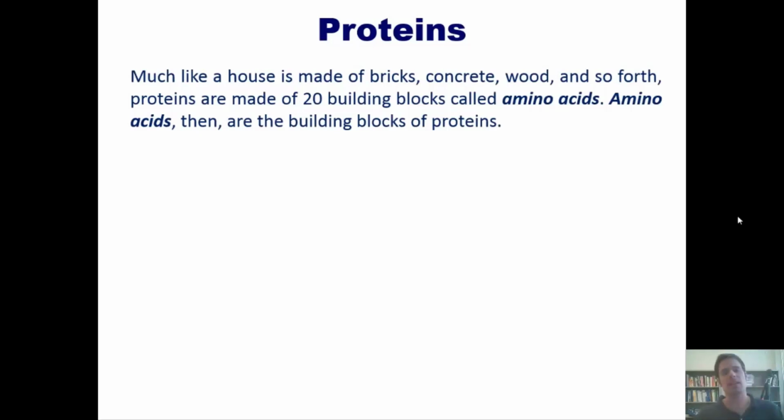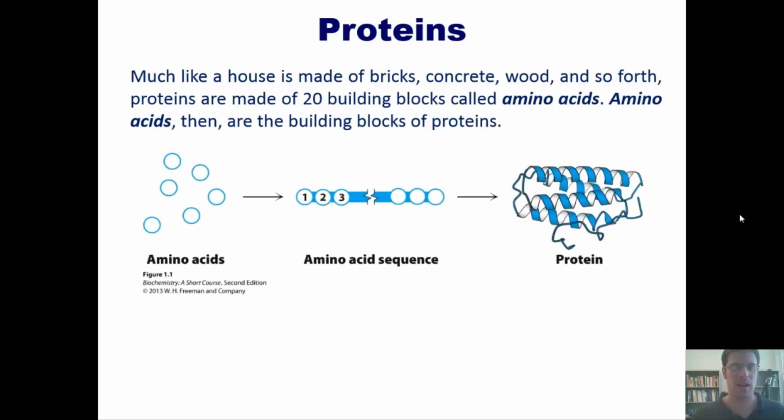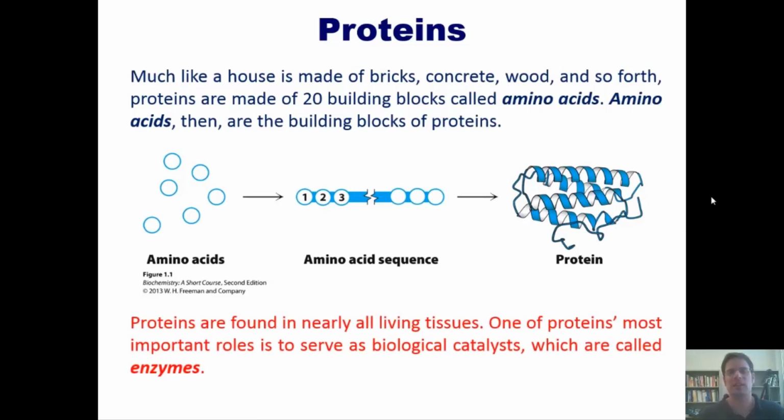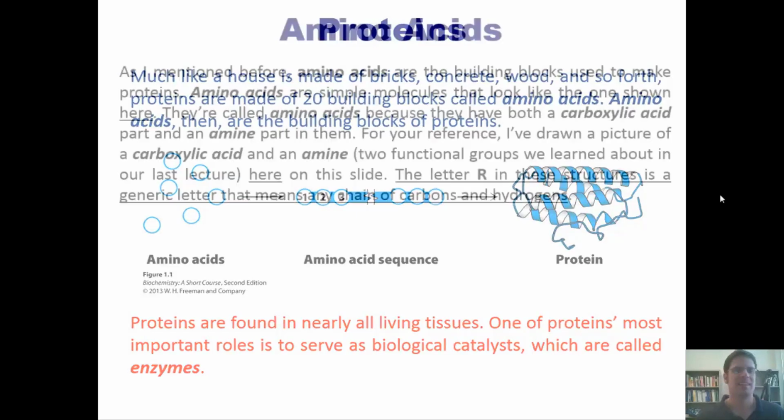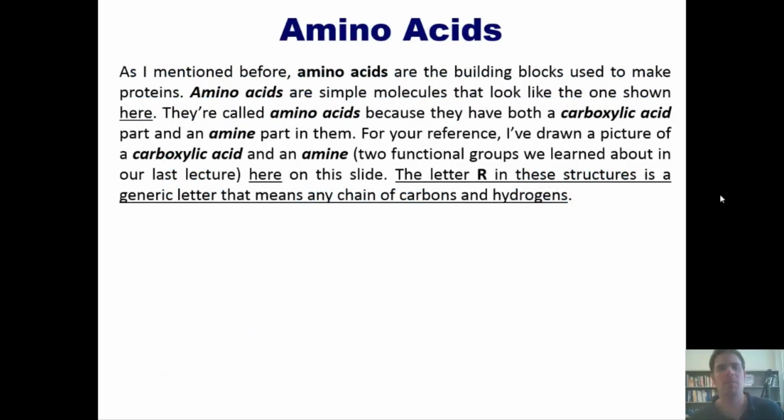Amino acids then, as we can see in this cute little diagram, are the building blocks needed to be strung together to make a protein. Proteins are found in nearly all living tissues. One of protein's most important roles is to serve as biological catalysts called enzymes. And yes, life could not exist without them. So, as I mentioned before, amino acids are the building blocks used to make proteins.